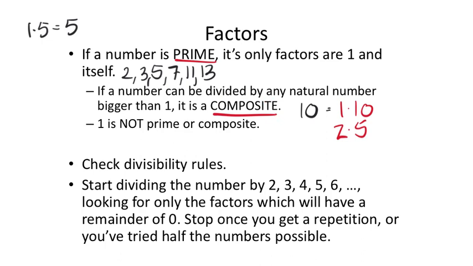So if it's composite, just check your divisibility rules. Start dividing the number by 2, 3, 4, 5, 6. Really just, again, I would say 2, 3, 5, and 10, because if they are, then it's automatically composite. So we're looking for only the factors which have a remainder of 0. That's what makes it divisible. Again, we don't need any repetitions or many different sets or pairs. We just need to see one other pair in order for this to work.